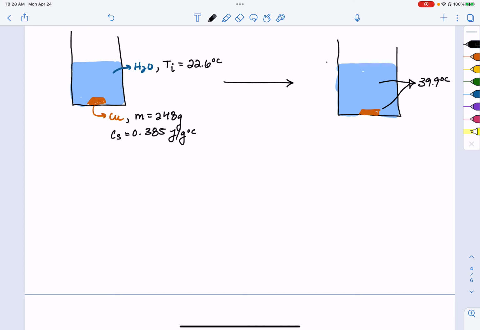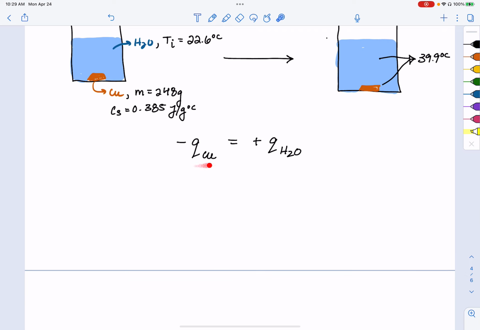So let's start by thinking about how that heat is transferred. I know that my copper had to have been at a higher temperature. So when that copper is placed in water, it is going to release heat such that the water absorbs it. And we're assuming that no heat is lost into the beaker or the atmosphere. We're assuming it's a perfect heat transfer just between the copper and the water, so all of the heat lost by the copper is going to be equal to the heat that is absorbed by the water.